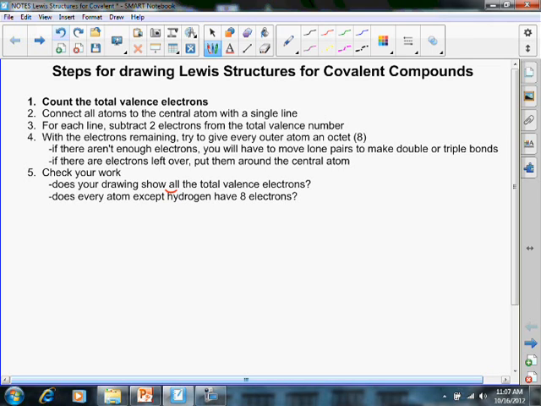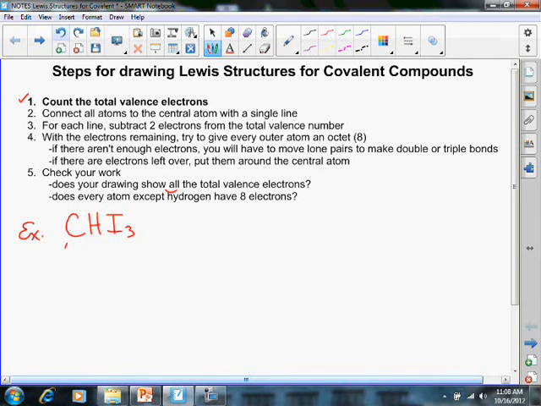Next example, I want to do a compound that looks like this, CHI3. Okay. First thing we want to do is count the total valence electrons. So I consult my periodic table, looking at the columns and what the valence number of electrons should be based on certain columns.